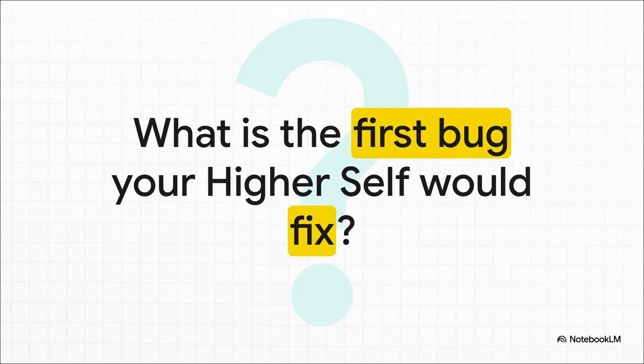So, I'll just leave you with this one question to get you started on your own debugging process. If you can connect with that clear, wise, optimized version of yourself right now, what is the very first piece of misaligned code it would flag for an update? Think about it.